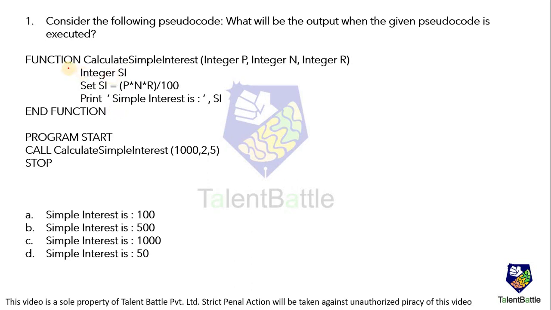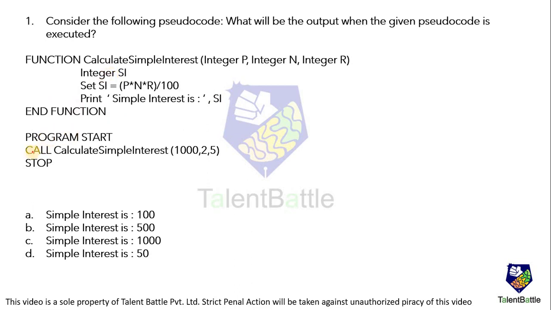So in this pseudocode, they have developed a function here that is called calculate simple interest, which is accepting three parameters of integer type, that is integer p, integer n and integer r. In the body of the function, one integer si variable is declared and set, and the formula for that is p multiplied by n multiplied by r divided by 100. Whatever the value of this will be provided to si, and then we are printing it with the message that is simple interest is the value of si. Then end function. So this is entirely my function body.